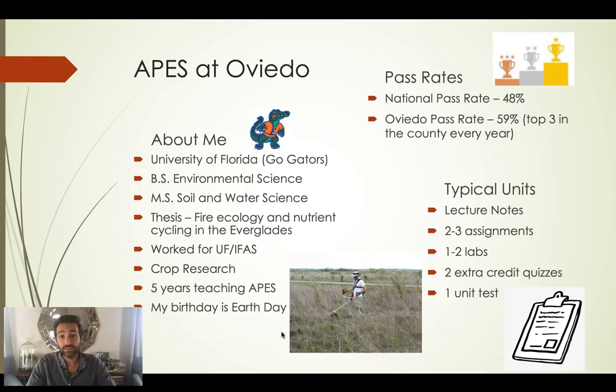Our pass rates are really good. I'm really proud of them. The students do really well. They study hard and work hard all year. This is a hard course. In terms of the pass rate, we're like the second lowest pass rate out of all the APs. Physics is the only one that's considered to be harder. The national pass rate is usually just less than 50%. Here at Oviedo, we're hovering just below 60%, so hopefully we can go over that. But we're always ranked top 3 in the county the years I've been teaching, so that's fantastic.